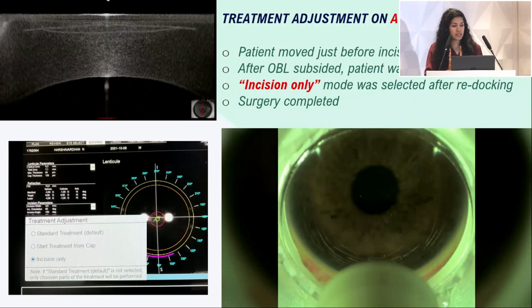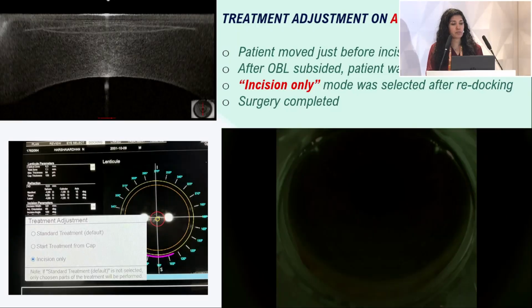So as we can see here, there are many options that are available. The standard treatment, or start treatment from cap, or incision only, and we opted for the incision only mode, and after redocking we were able to complete the procedure.